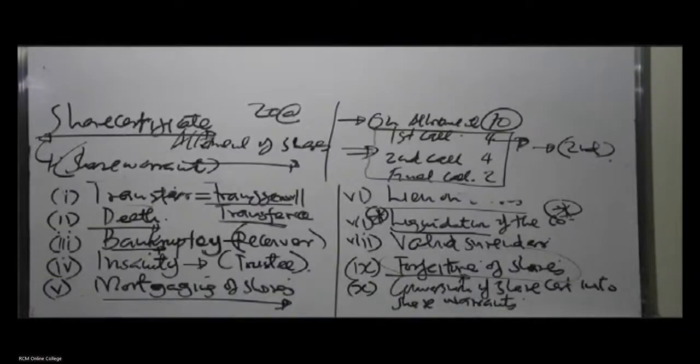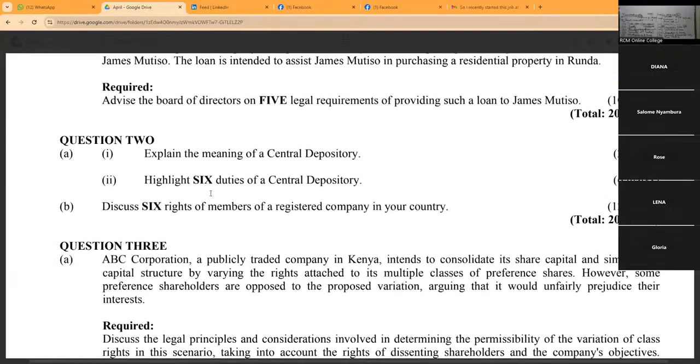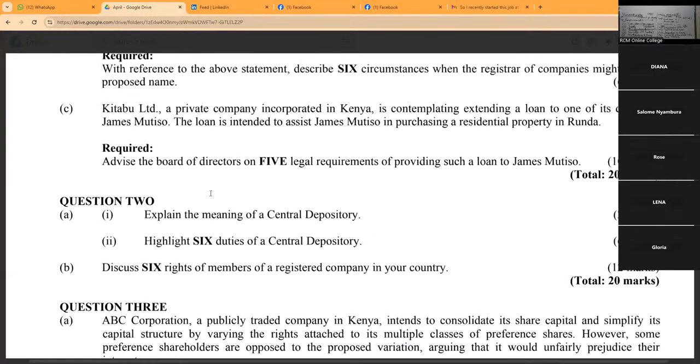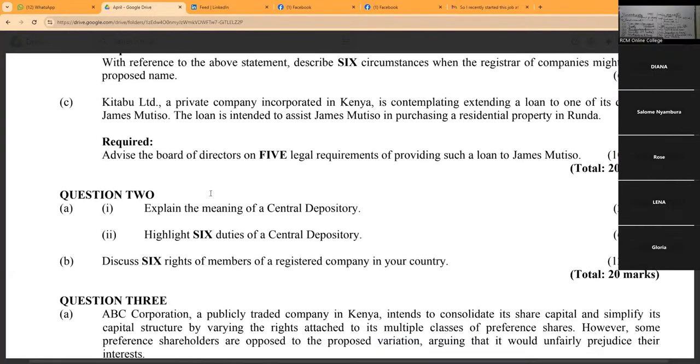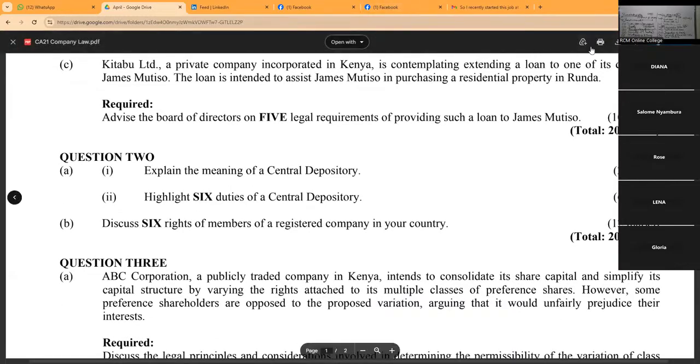So of course there's this one here. It was tested in April 2025. We haven't looked at it, but let me just show you the rights of a member of a company. You can see this one here, question number 2B. It's part of what you'll finalize with this topic. You can see, discuss 6 rights of members of a registered company.